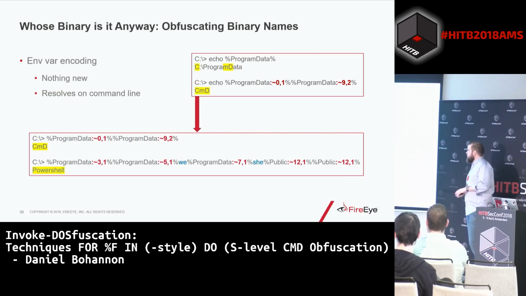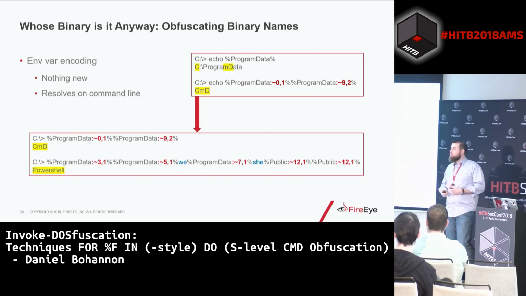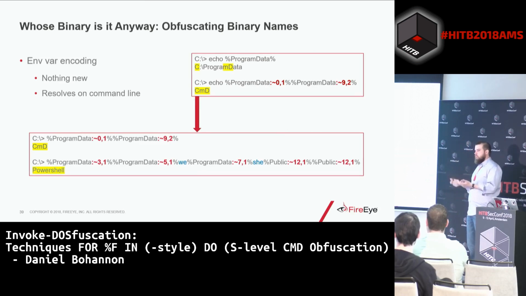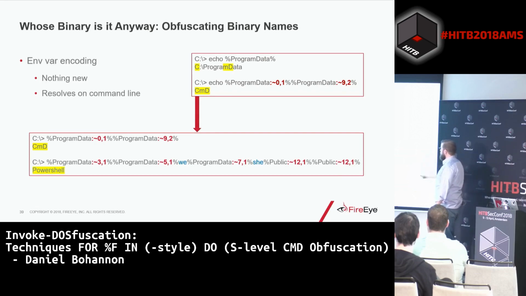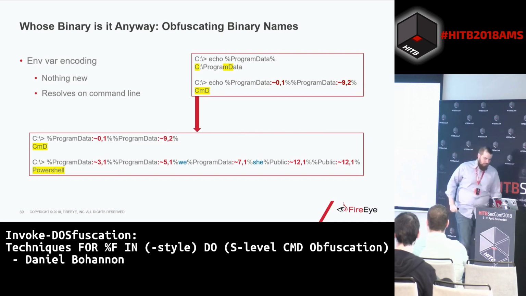So one way we can do this is we can use known environment variables and take concatenation of their substrings. So what do I mean? Well, if we just echo program data, on my system, the C drive is C:\ProgramData. So what if we take the very first character and then the 9th and 10th character and piece that together? Well, we can use this substring syntax for environment variables and do just that. So here's an example of CMD, and this is an example of PowerShell, where some of the characters we just have in plain text and aren't using substrings.